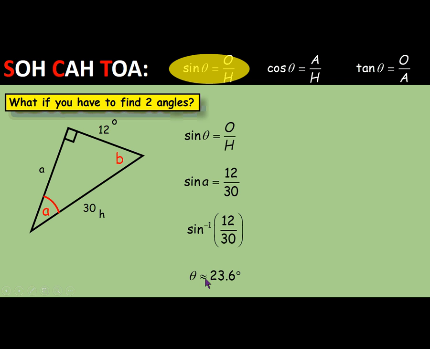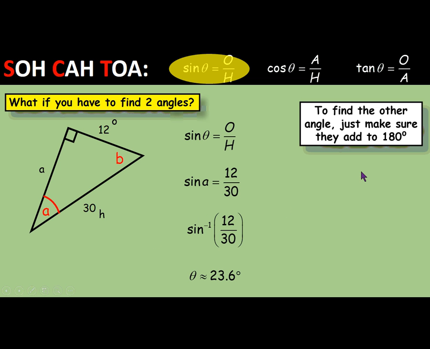So how are we going to find out what angle B is? Well, you can start over and do it, or you could just make sure your three angles add to 180. So we could just make sure the three angles in the triangle add to 180. 90, that's the one angle we know, plus 23.6, that's the one we just figured out, and B, the one we're looking for, add to 180. So just subtract these two numbers from 180, and we should end up with 66.4 for that last angle.